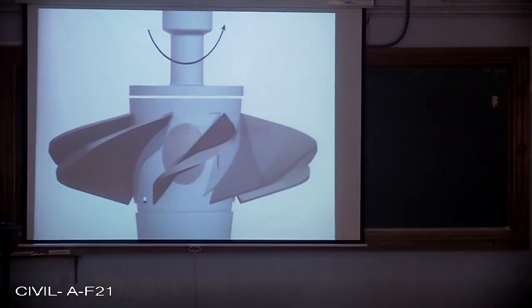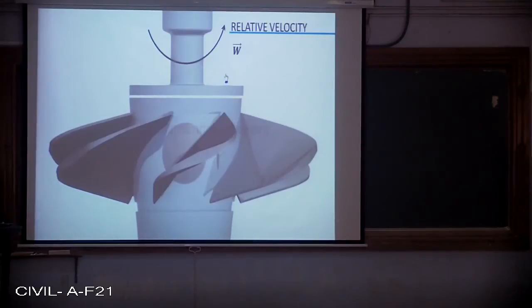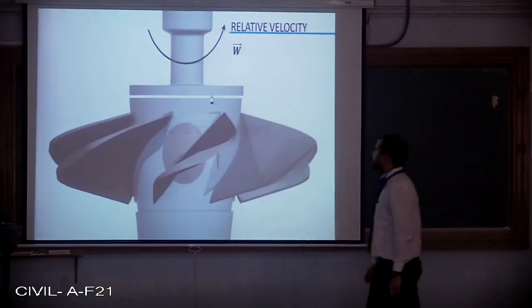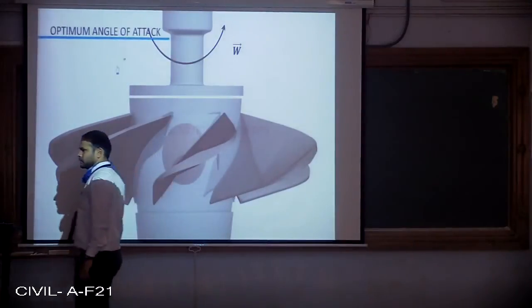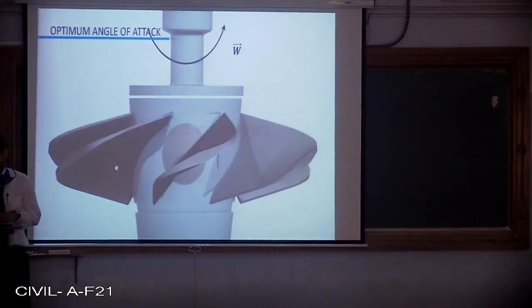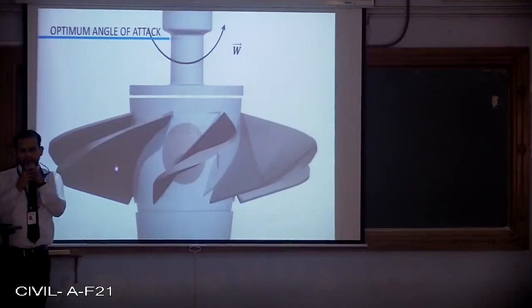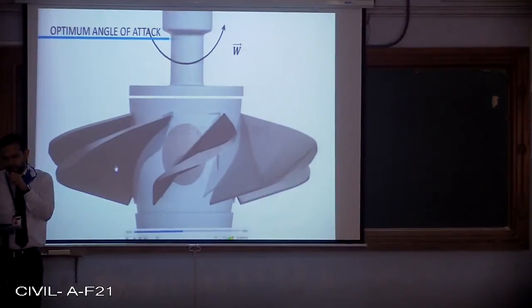Blades of a Kaplan turbine are designed to operate under a wide range of operating conditions. A rotating blade experiences a relative velocity of flow. The fundamental thing in blade design is that the relative velocity of fluid flow should be at an optimum angle of attack at all cross sections. Here you can see the water enters in the tangential direction, but when it exits, it leaves in the vertical direction, the axial direction of the turbine.